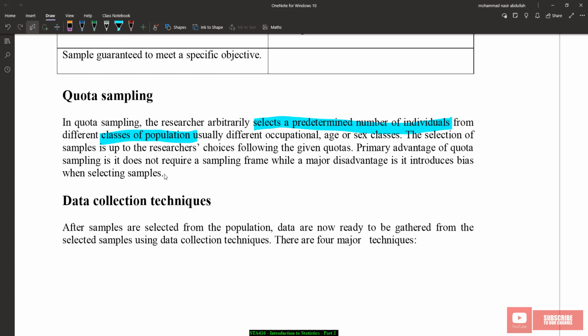Once you complete all 50 females, then you tak ambil dah, cari dah female. You cari male pula, right? So you distribute the questionnaire at your convenience using convenience sampling techniques. The primary advantage of quota sampling, it does not require a sampling frame lah. As we know, non-random sampling techniques do not require a sampling frame. And the major disadvantage is it introduces bias, right? Same as previous, convenience and judgment always introduce bias. This is a non-random sampling technique.